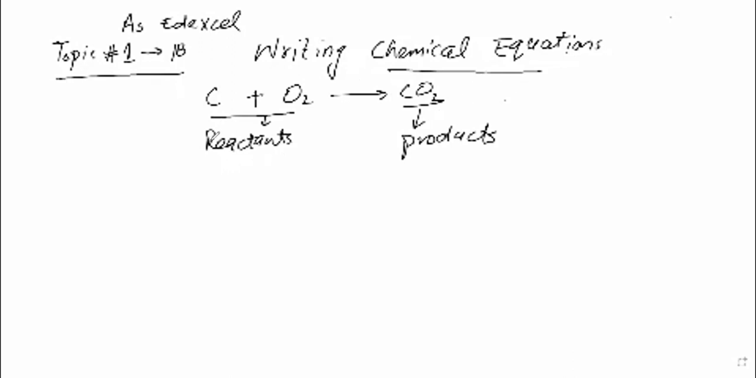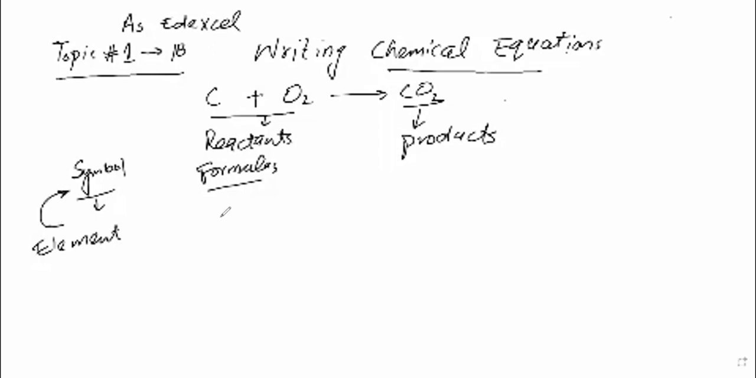Okay. So very important thing that we need to know first: symbols or formulas. What are the symbols? Symbols represent elements. Okay. If any element is taking part in a chemical reaction, then we will use the symbol. But if there is any compound, then we have to use the formula.